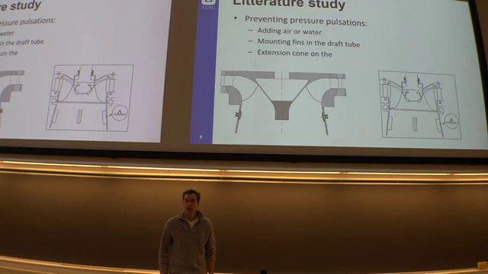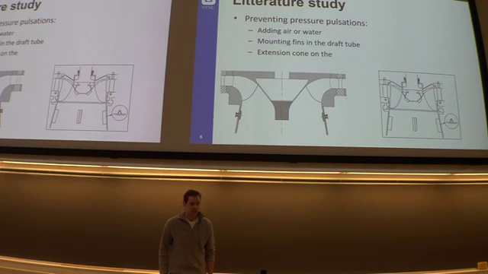An active method of reducing pressure pulsations in the draft tube is to add air. The most common place to add air is through the turbine shaft. Another way is to inject water in the draft tube, angled in the opposite direction of the swirl, and in that way reducing it.